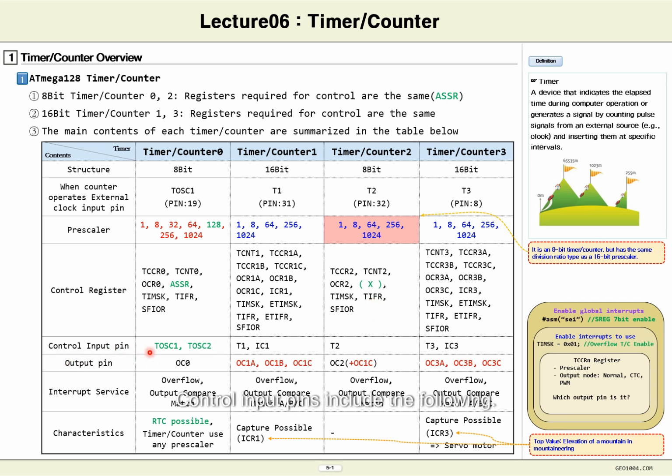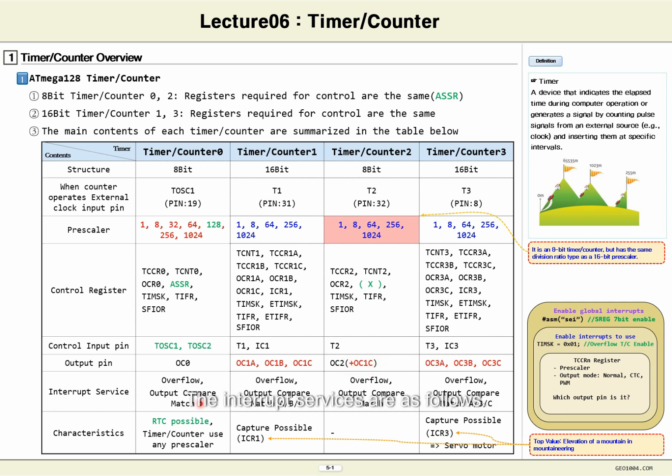Control input pins include the following. Output pins include OC0, OC1A, OC1B, and OC1C as output comparison matches. However, timer counter 2 has an output pin OC2, which is designed to be the same pin as OC1C. Please be aware that if you output 2 waveforms simultaneously, you can get a modulated waveform.